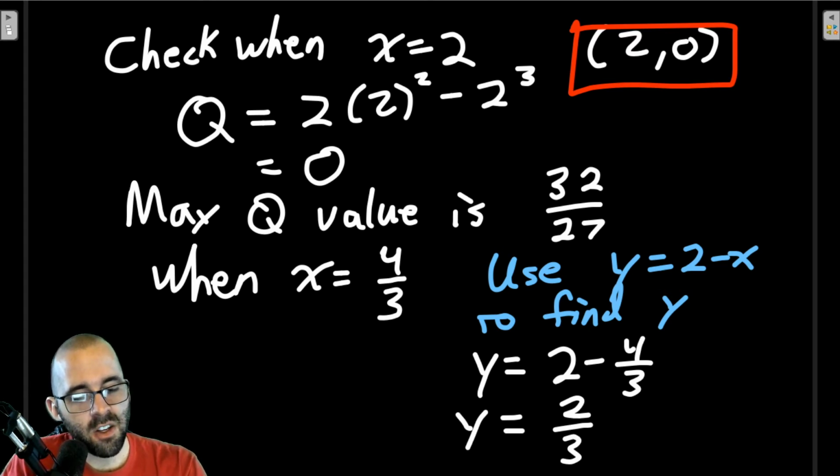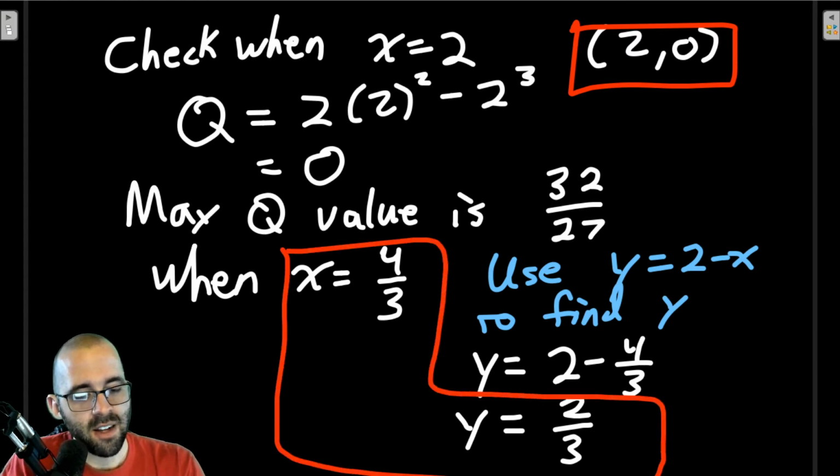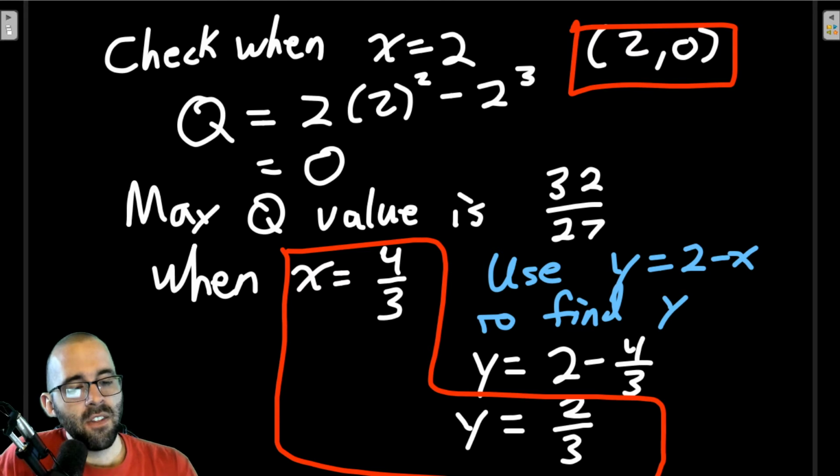So the maximum value occurs when x is equal to 4/3 and y is equal to 2/3. That's the biggest way that we can maximize this Q.